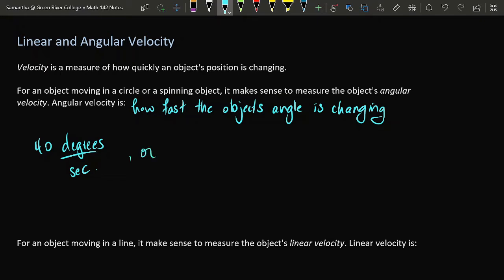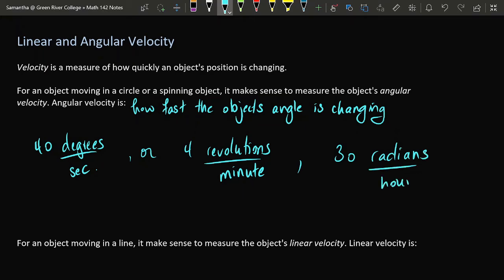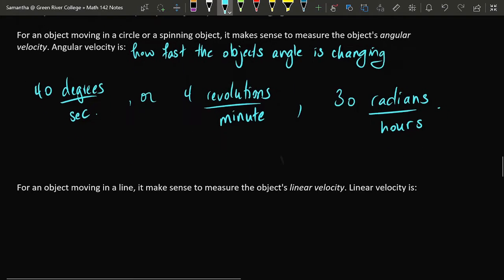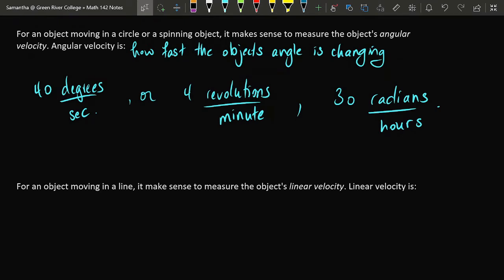It might be also natural to describe something like 4 revolutions per minute. An object with this angular velocity would be spinning or turning at such a rate that it spins 4 times fully in 1 minute. Or you might say something like 30 radians per hour. In general, if you want to talk about angular velocity, you have some angle unit on the top and some time unit on the bottom.